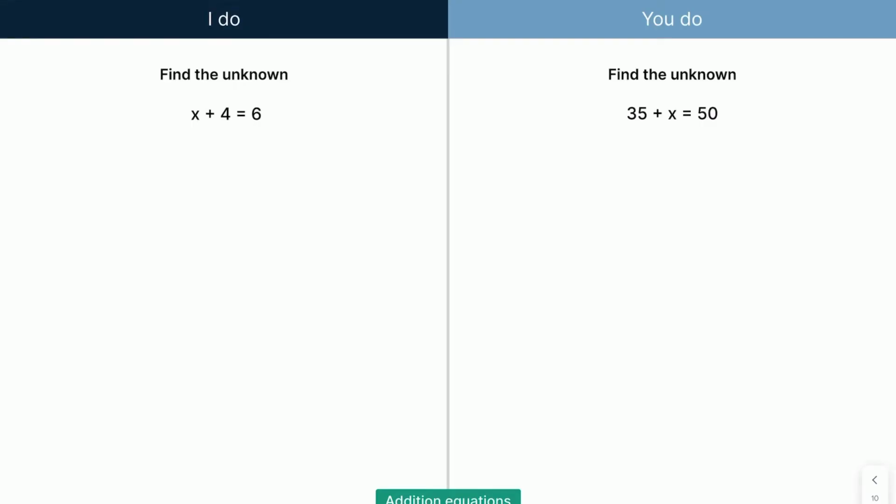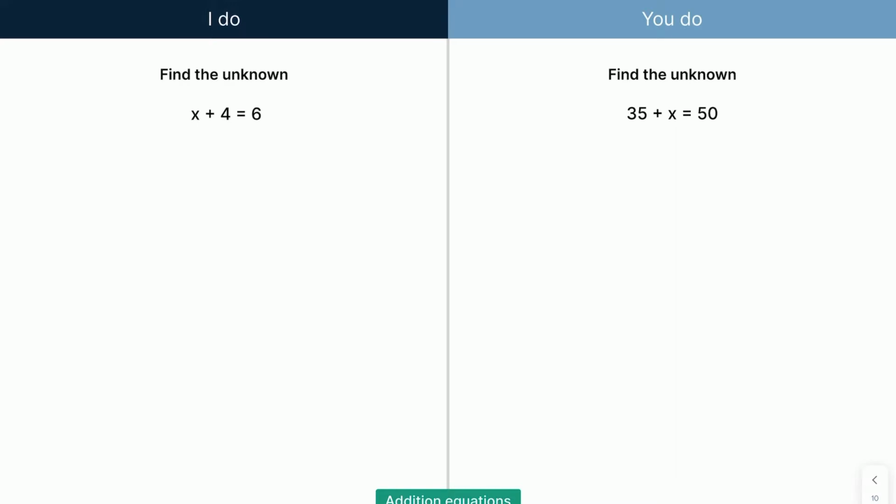So the way my videos work, I'm going to do the example on the left, which is I do, and then you are then going to press pause and have a go at the example on the right, which is you do. So now you might look at this example and just say it's immediately, well, what is it going to be, 2? Now, that's not how you want to do this.